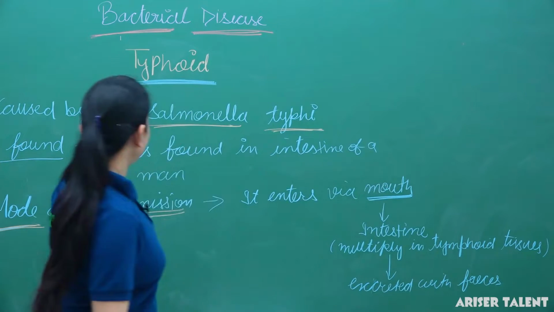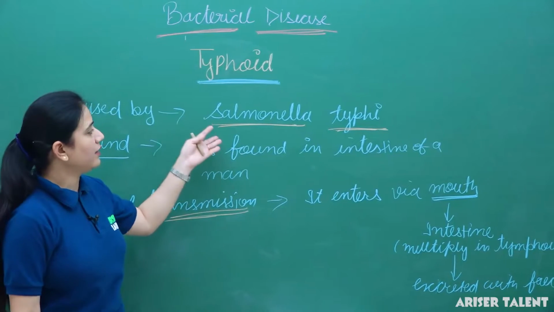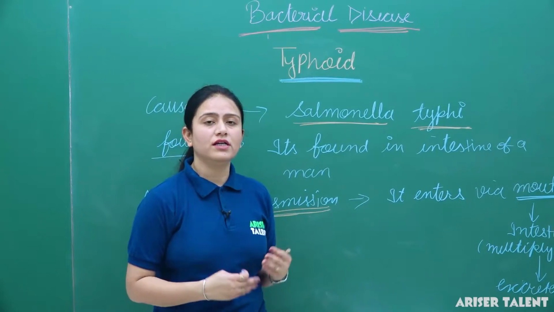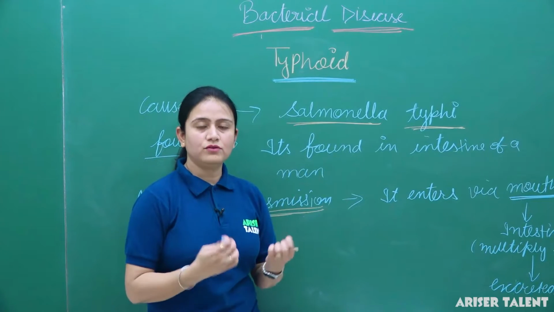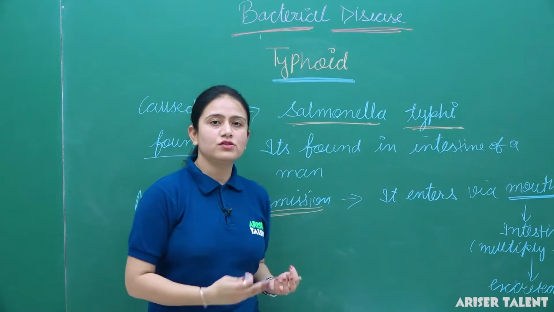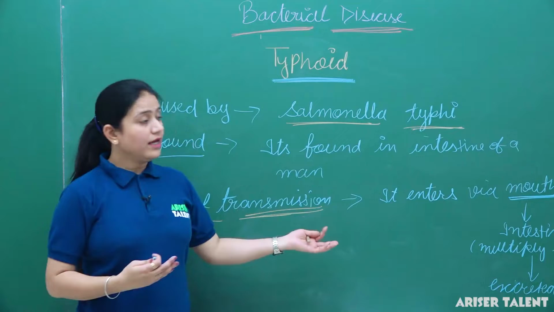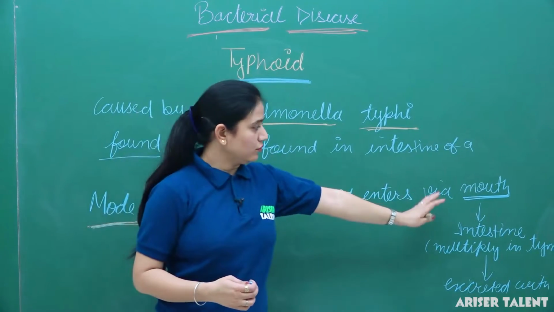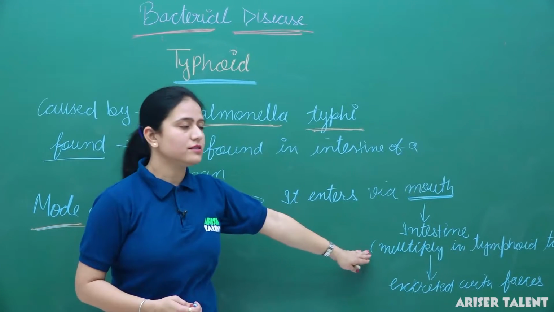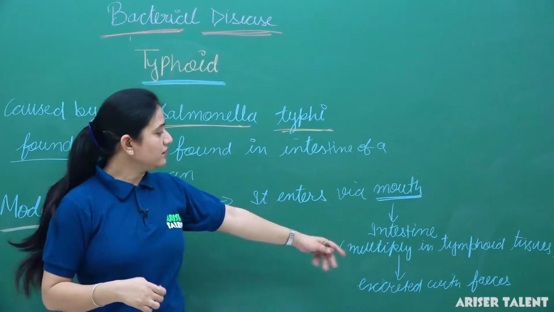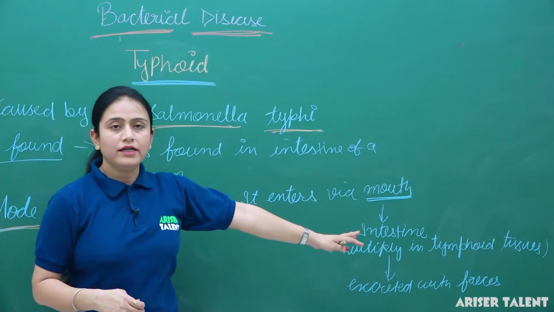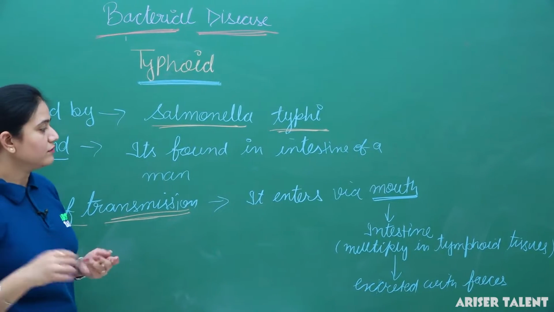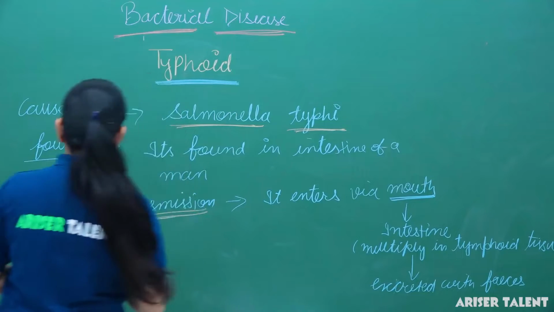So the mode of transmission of this bacterium, Salmonella typhi, is that when a housefly sits on the feces, it carries pathogens with it, and when it sits on the food and we take that contaminated food, then via the mouth it enters our intestine, and there the organism multiplies in the lymphoid tissues, and then finally it is excreted with the feces from the body.